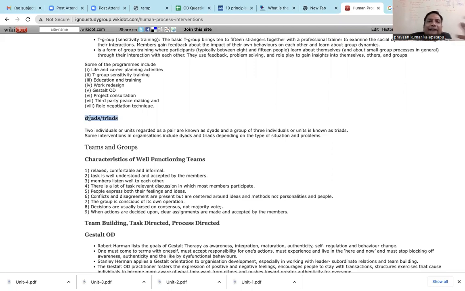So a dyad is two individuals, two units, or two teams. A triad is three individuals, three units, or three groups, right? So that is what it is.